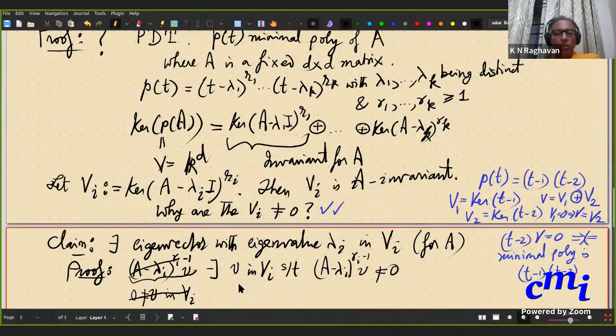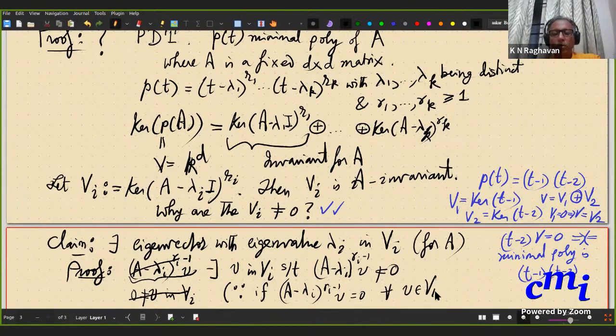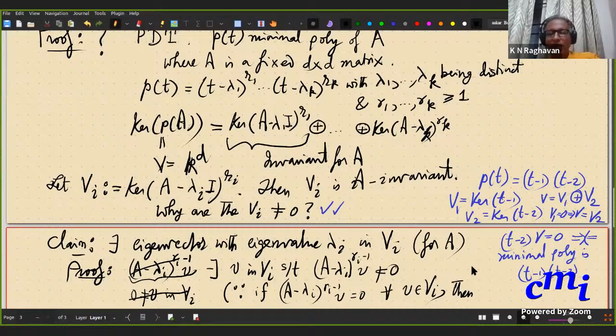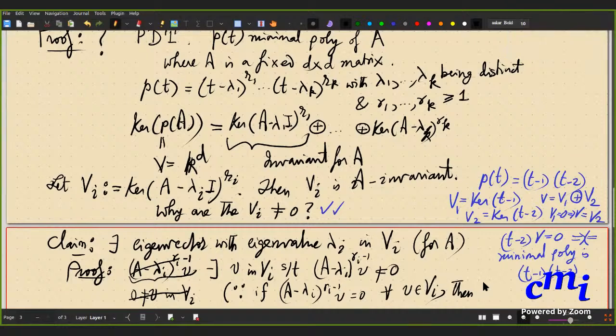Right? Because if (A minus lambda I) to the Ri minus 1 applied to V were equal to 0 for all V in Vi, then we get that (T minus lambda) to the power Ri minus 1 is the minimal polynomial. It's a factor of it, exactly. Very good. Is that clear now?